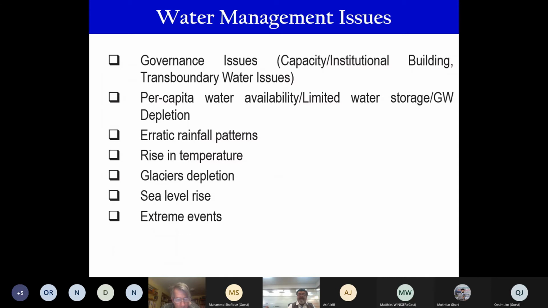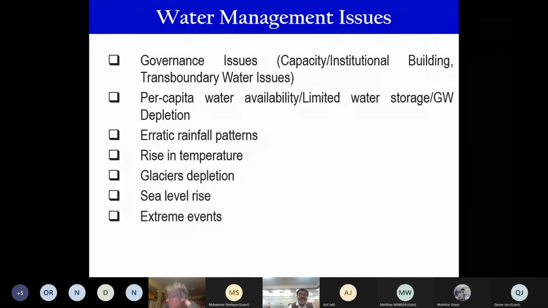Per capita water availability is limited because the population is increasing and water availability is fixed, as well as groundwater depletion because we are over-abstracting the groundwater. Erratic rainfall patterns are shifting, with sometimes no rainfall for months and sometimes a lot at a time, as well as a rise in temperature.